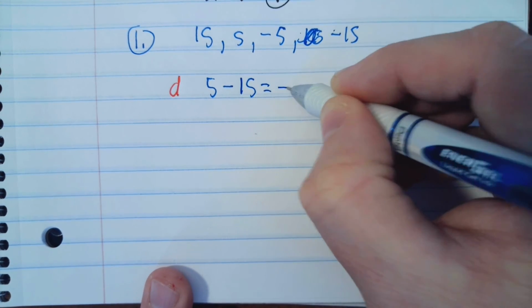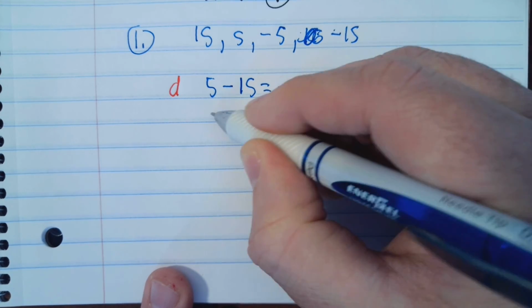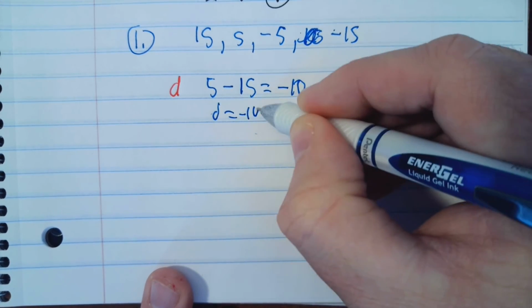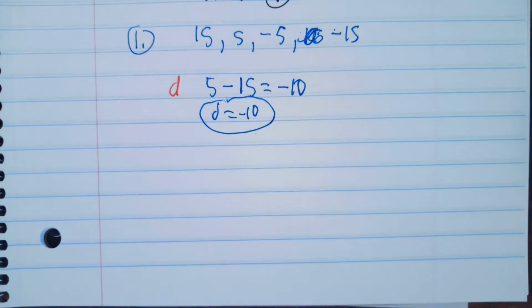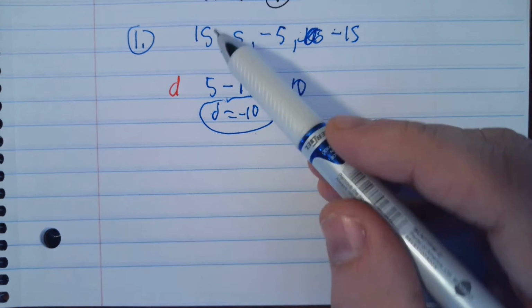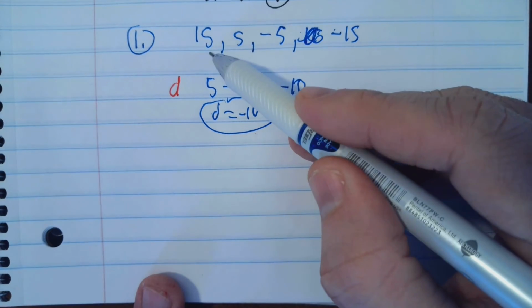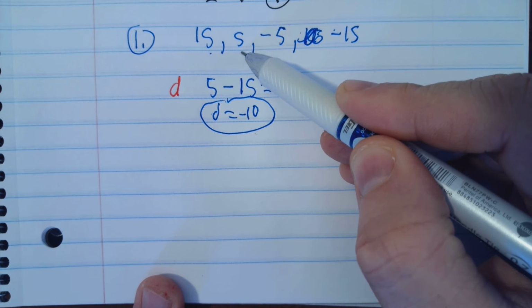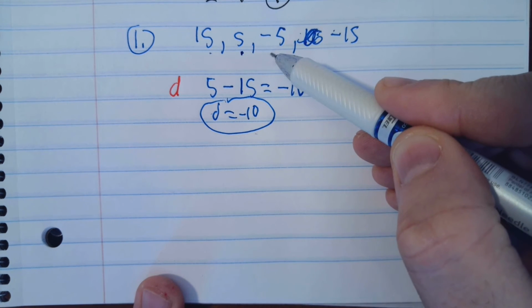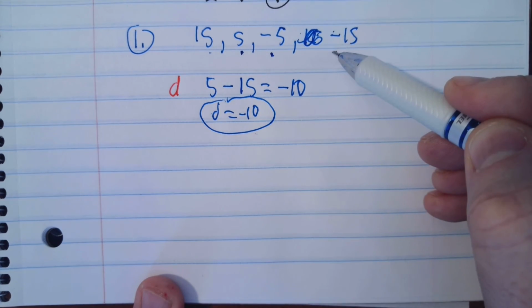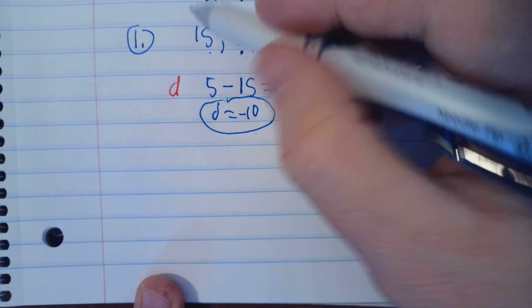Okay, so that's going to be a negative 10. So the common difference is negative 10. Now we need to see if that works for all of them. You can just do this with your calculator. 15 minus 10 is 5. 5 minus 10 is negative 5. Negative 5 minus 10 is negative 15. So the common difference works for every single one.